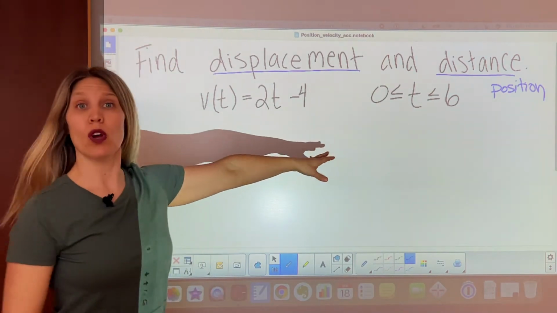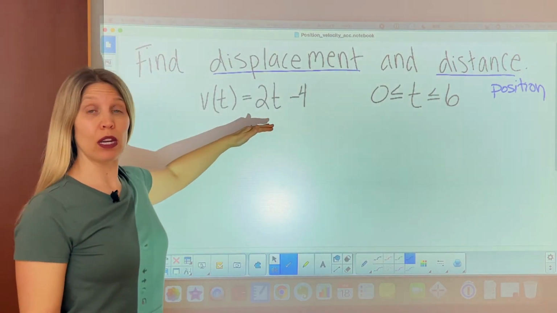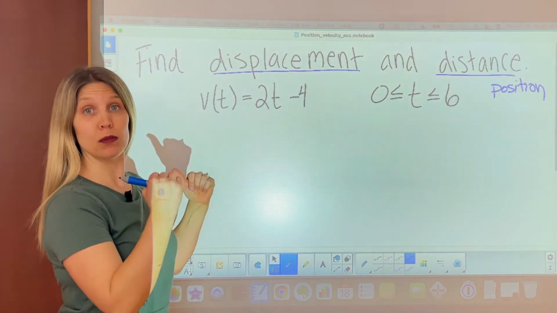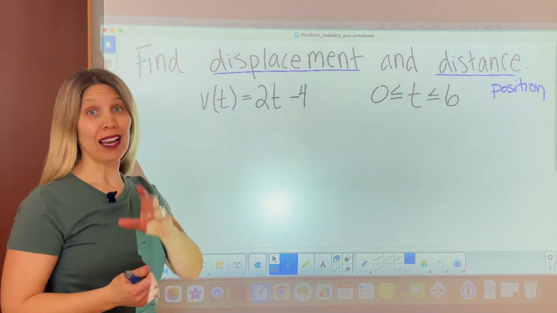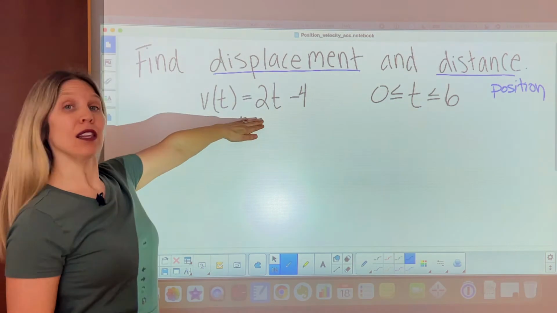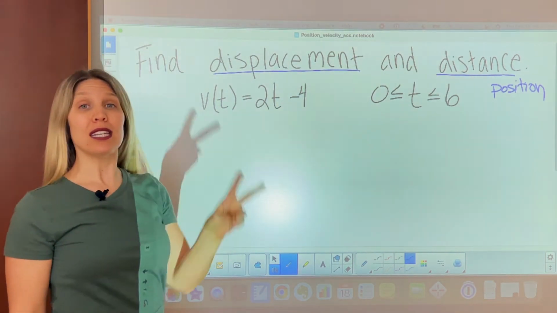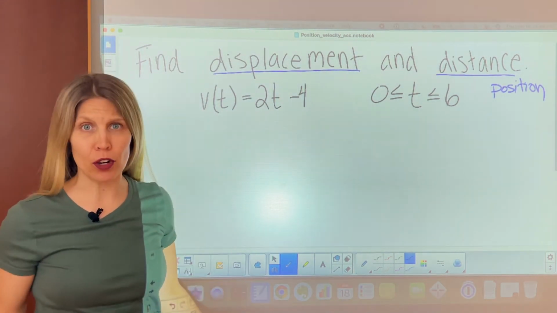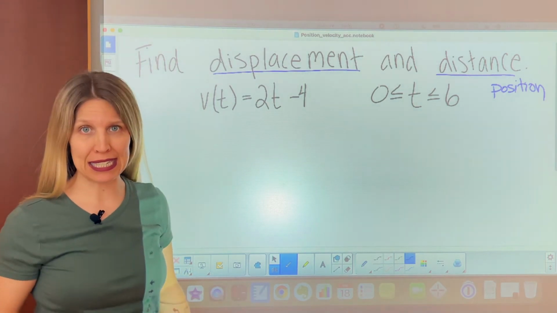So now that you know they want position, they gave you a velocity equation. You got to work backwards, meaning we're going to integrate. That was the first piece of information you needed to know. So we know that we're going to integrate this velocity equation. The second thing you need to know is what's the difference between displacement and distance.